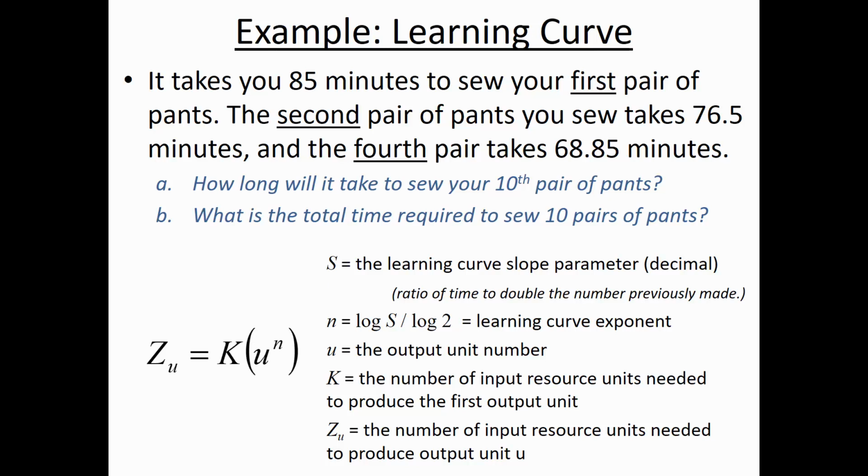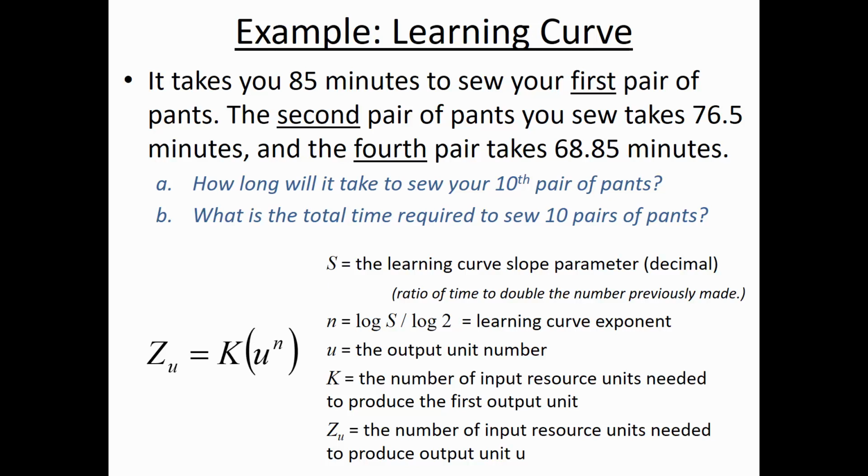Okay, so now that we have S defined, let's calculate N. It's the log of S divided by the log of 2. So the log of 0.9 divided by the log of 2. That is going to be negative 4.5757 times 10 to the minus second, divided by 0.30103. So N is negative 0.1520.